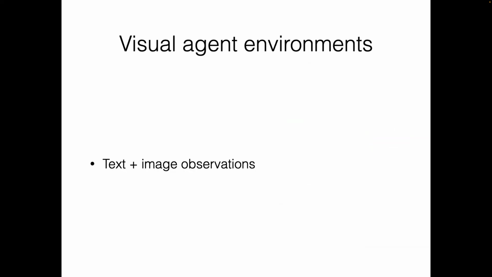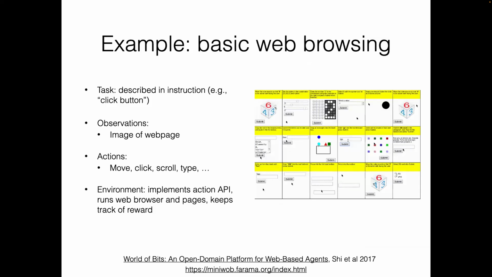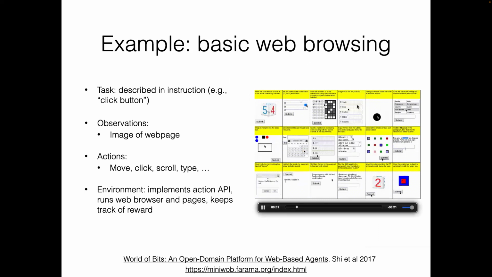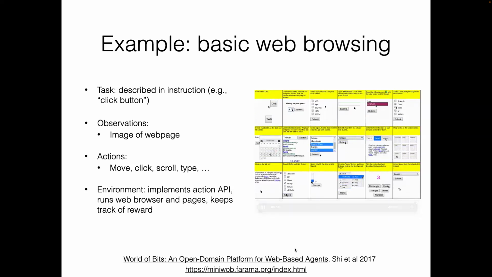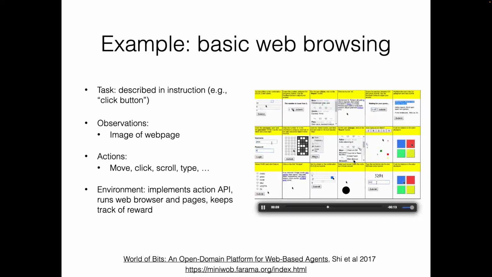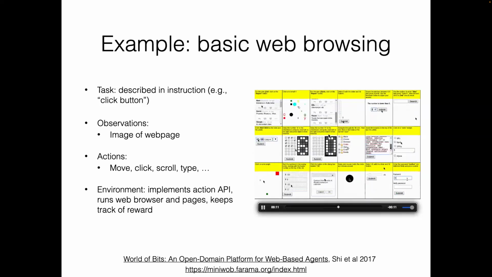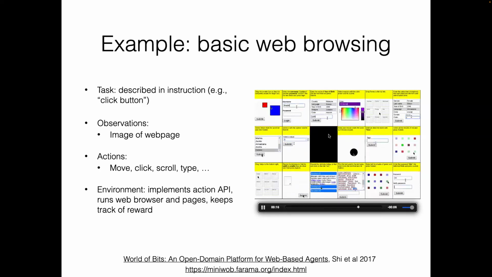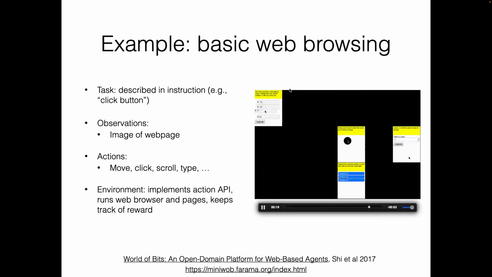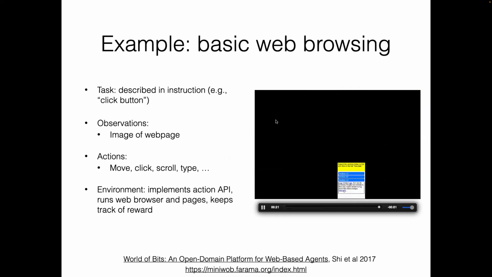Okay, so let's go to the visual agent environments. Here we just provide image observations as well. As we saw before, you can do web browsing, and this is exactly what I showed before with Mini World of Bits. It was from 2017. Of course, this environment lets you also have the DOM, the text-based representation, or you could treat it as a visual task.